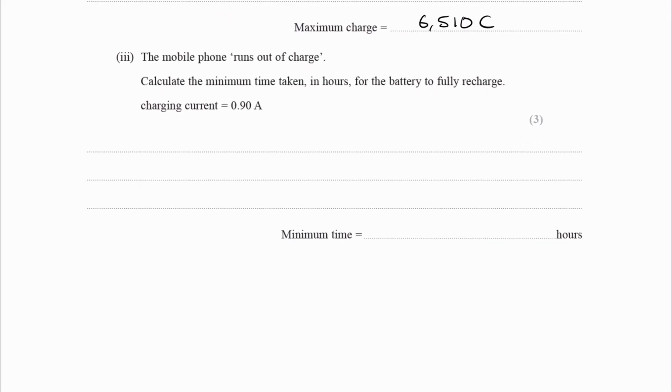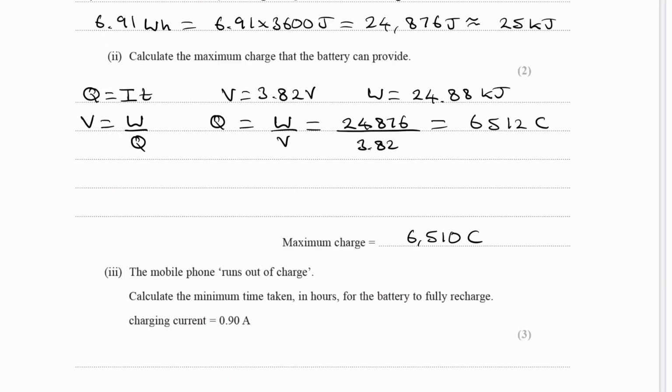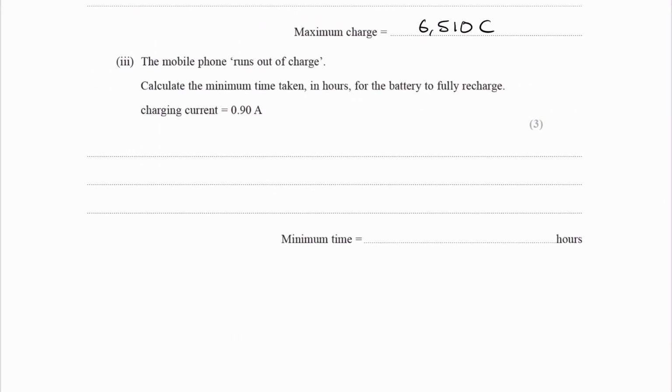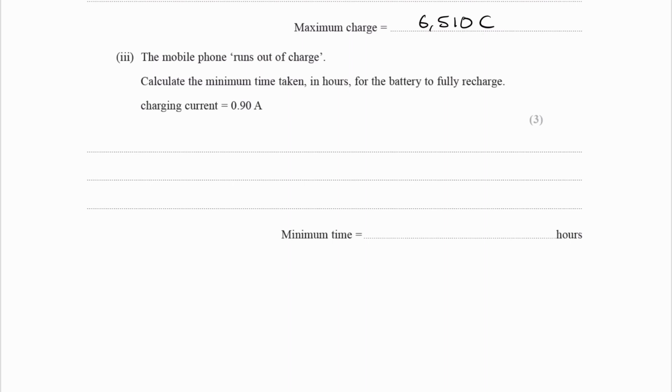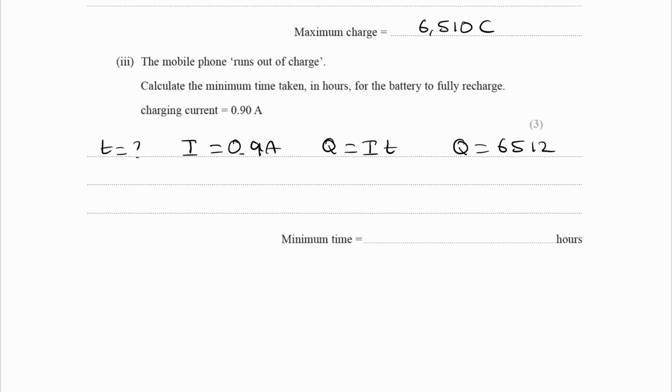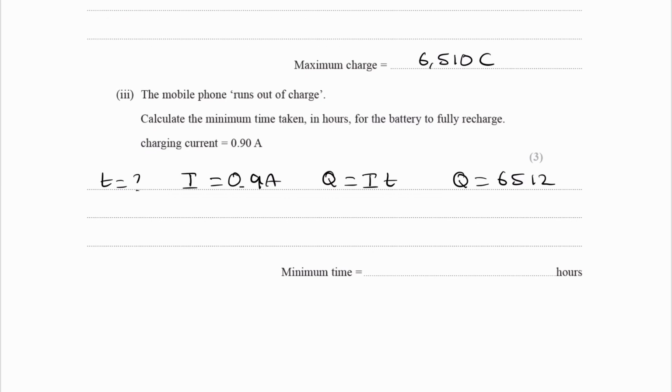And for the final part, for A at least, for part 3, the mobile phone runs out of charge. Calculate the minimum time taken, so we want T, for the battery to fully recharge. We're given the current, so now it looks like we are using Q is equal to IT. We worked out the charge from the previous part, so Q was 6,512, I believe. Yep. And then we can put that into the equation. So time is Q over I.